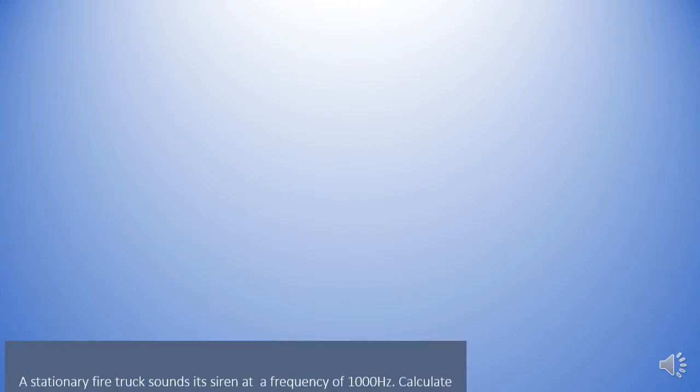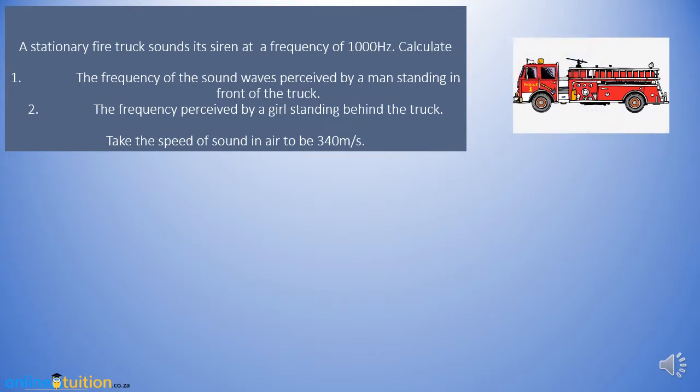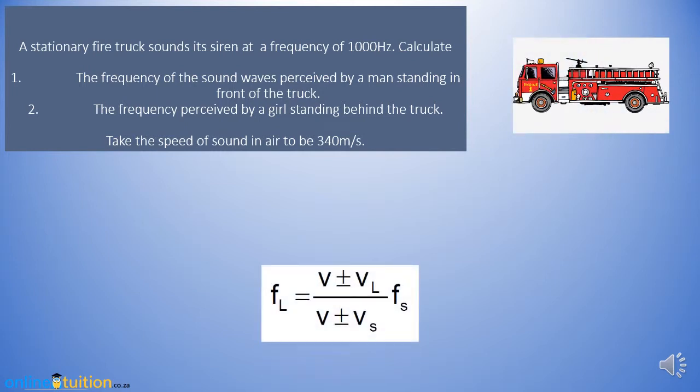Okay, let's have a look at another one. That was pretty straightforward. So this one: a fire truck, stationary, very important. Stationary means not moving, it's at rest. It sounds its siren at a frequency of 1000 hertz. Calculate the frequency of the sound waves perceived by, one, a man standing in front of the truck, and two, the frequency perceived by a girl standing behind the truck.